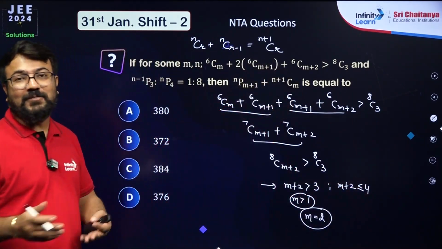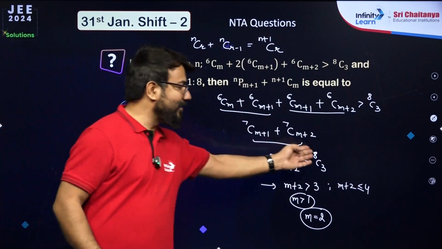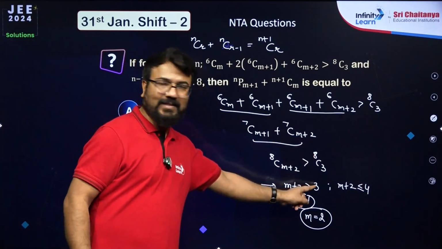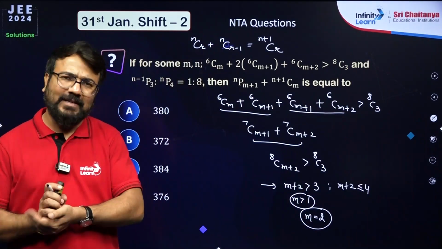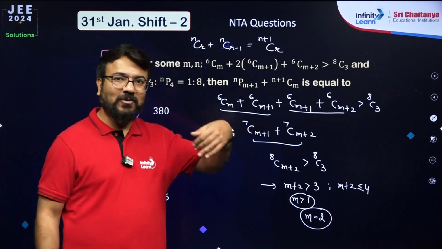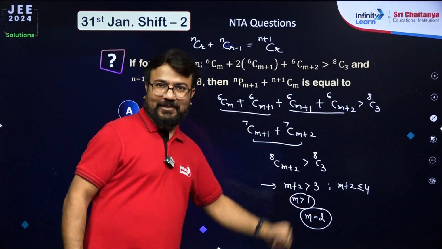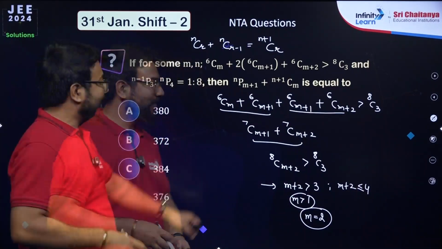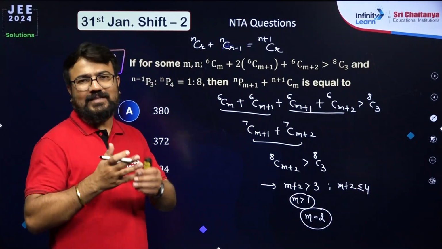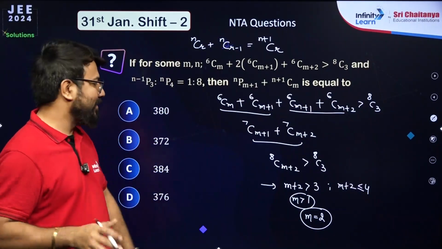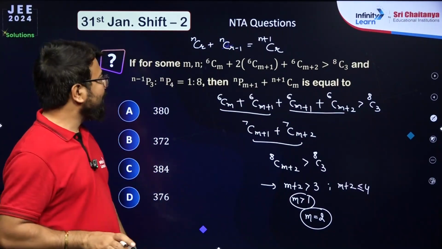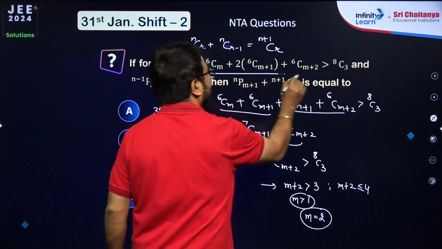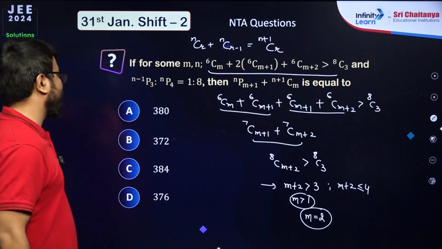Because after that the terms will keep on reducing. Since 8C3 has the same value as 8C5, we cannot go up to the value 5. That is why m will be 2, and 8C4 is the highest among all of 8C0, 8C1, 8C2, 8C3 and so on. So m will be 2. As I got the value of m, I'll leave this equation and now talk about the next expression.